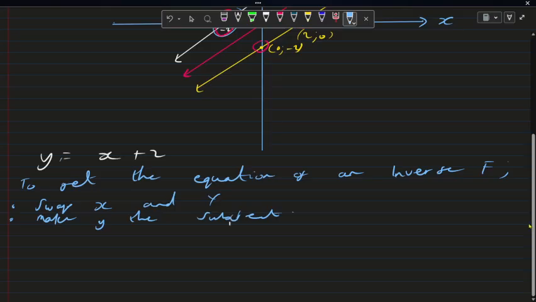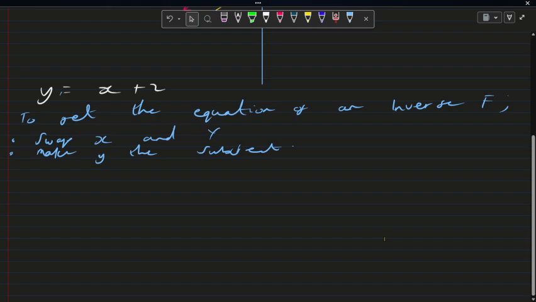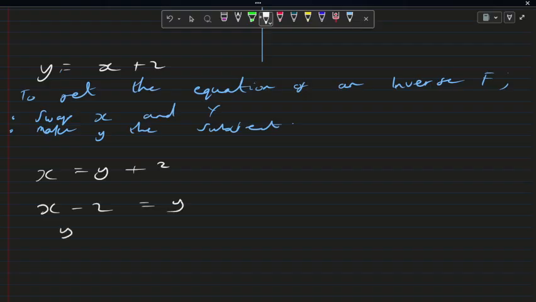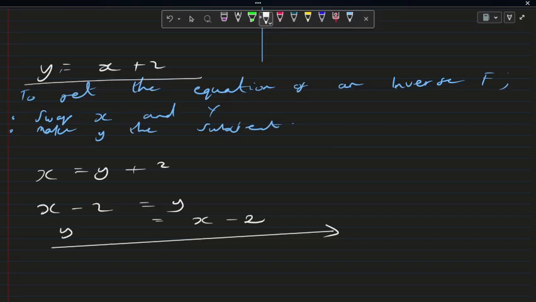Okay. So let's put that into practice. For this example that we have, we will swap first, so it will be x is equal to y plus 2, and then we will make y the subject of our formula. So we will take 2 to the other side, so we'll have x minus 2 is y. Okay, so we can write it like this: y is x minus 2, right? So this is the equation of the inverse function of that one.